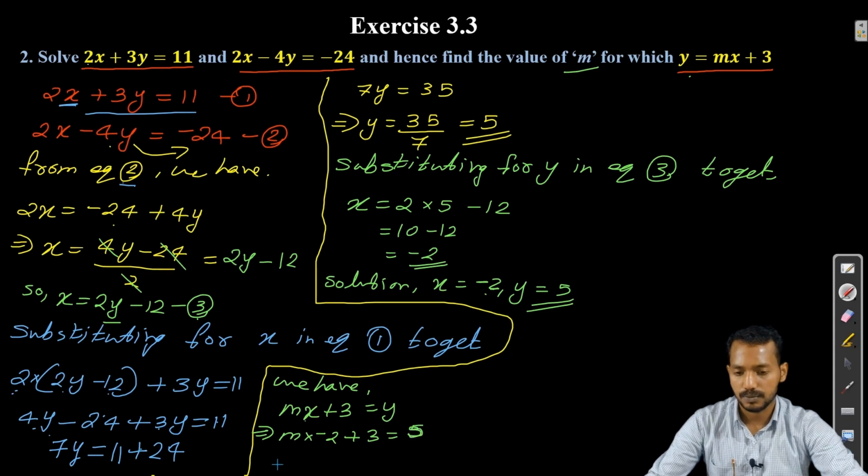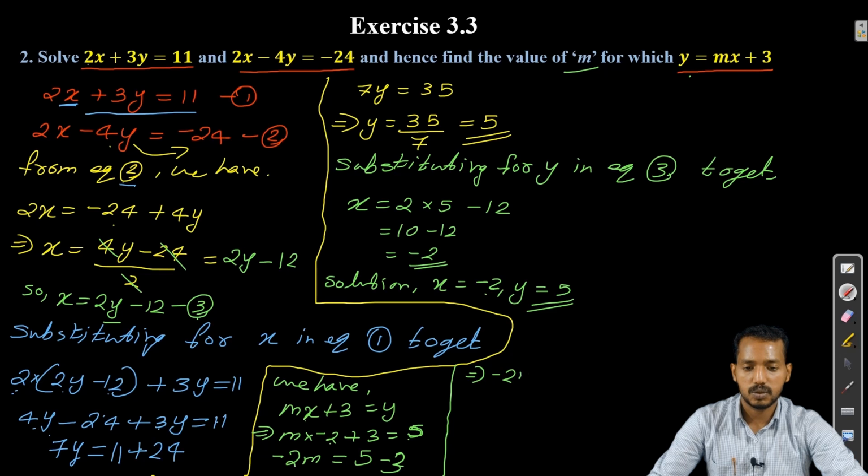Y is 5. So m into minus 2 is equal to minus 2m, which is equal to 5 plus 3 taken to the right side will be minus 3. That implies minus 2m is equal to 5 minus 3, which is equal to 2.